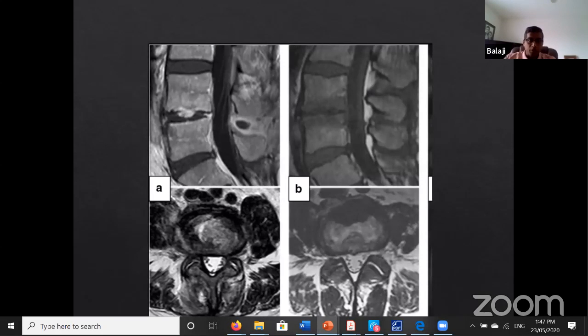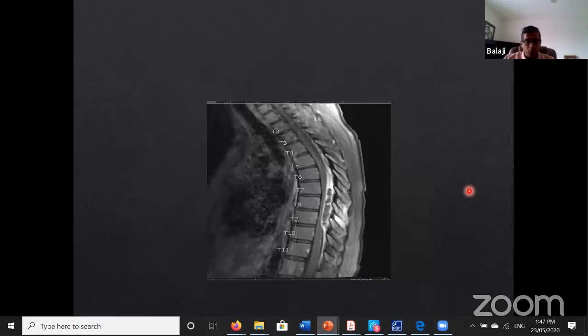So this is a demonstration of the three types here. You can see type A, where it is only in the disc. There is no evidence of any cord compression, no nerve root compression, no neurological deficit, or any segmental instability. This is type B, where it is involving the disc and also the vertebral end plates. This is type C, where you see there is no involvement of the bone or the discs. However, there is a significant epidural abscess in the thoracic region, and this patient had neurological compromise.